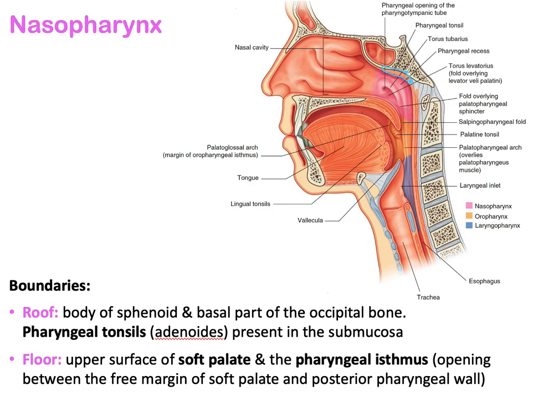So this is the roof. What about the floor of the nasopharynx? It is formed, as you see, from the upper part of the soft palate. This is the soft palate. This is the hard palate anyway, but this is the soft palate, and the floor of the nasopharynx is also formed by the pharyngeal isthmus. Pharyngeal isthmus is this gap between the free margin of the soft palate and the posterior pharyngeal wall. This opening we call the pharyngeal isthmus. So the soft palate and the pharyngeal isthmus form the floor of the nasopharynx.